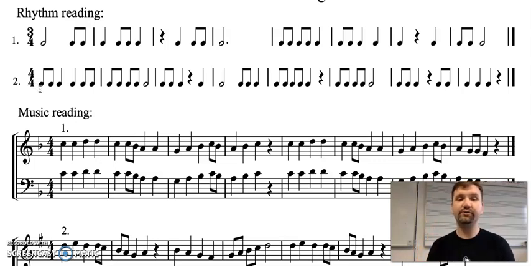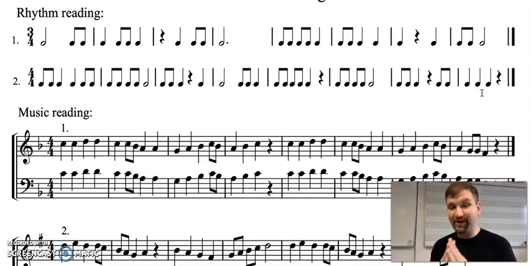1, 2, ready, go. 1 and 2, 3, 4 and 1 and 2 and 3. 1 and 2, 4, 1, 3 and 4. 1 and 2 and 3. 1 and 2 and 3. 1 and 2. 4 and 1, 2, 3.